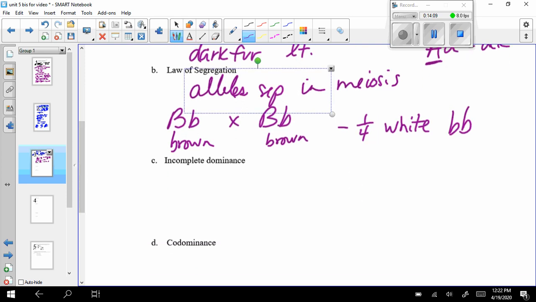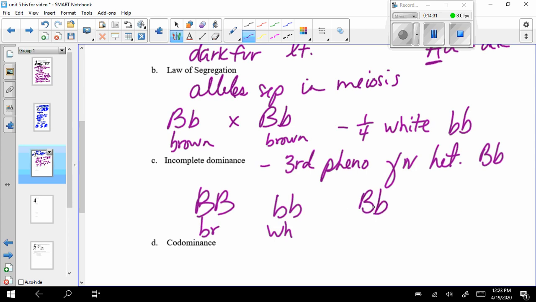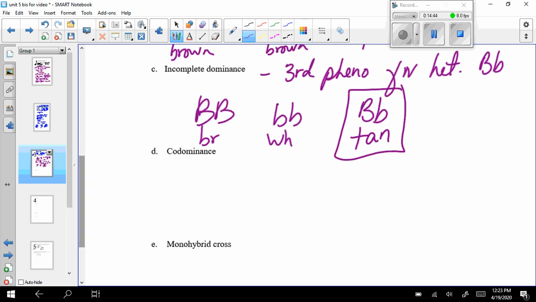So it's proof of the law of segregation that some of the offspring end up little b, little b. All right, incomplete dominance is when you get a third phenotype for the heterozygous, so big B, little b. Let's say big B is brown, and little b is white, and let's say I get a whole other color. Let's say I get tan. That's an example of incomplete dominance. It's not completely dominant when it is with the recessive. So if the heterozygous gives you a different trait, that's incomplete dominance.